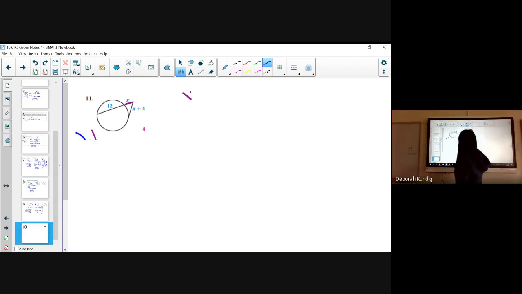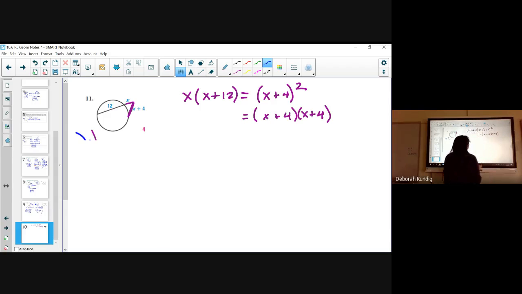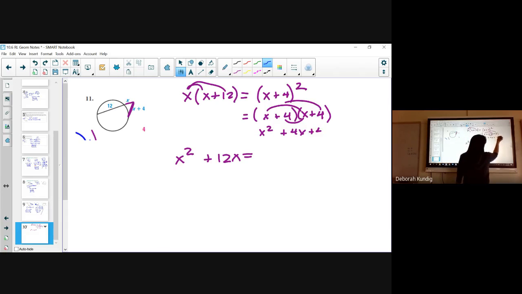Okay, so the outer piece times the whole thing, x plus 12, is equal to the outer piece squared, x plus 4 squared. That's going to be x plus 4 times x plus 4. That is FOILing. So on the left side, I just have to distribute. x times x is x squared, and x times 12 is 12x. For this one, I'll have x squared plus 4x plus 4x plus 16. Combine those two middle terms and you get x squared plus 8x plus 16.